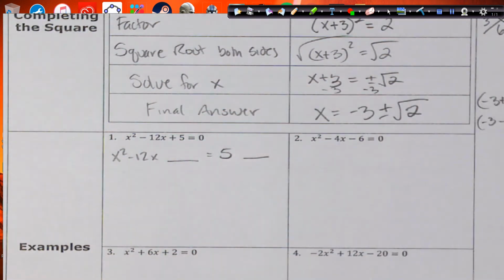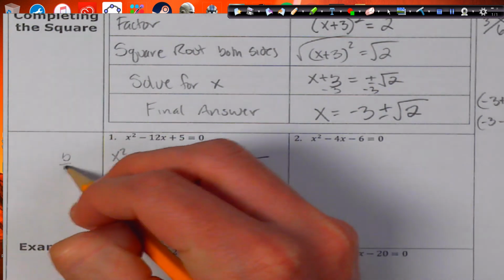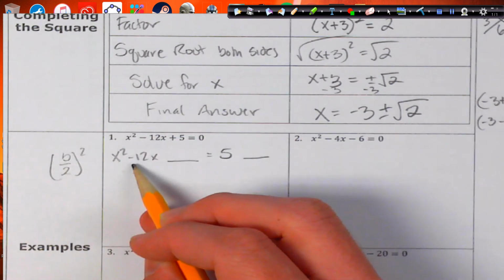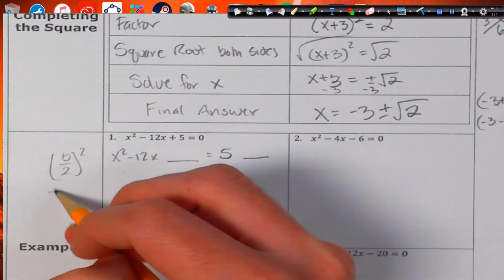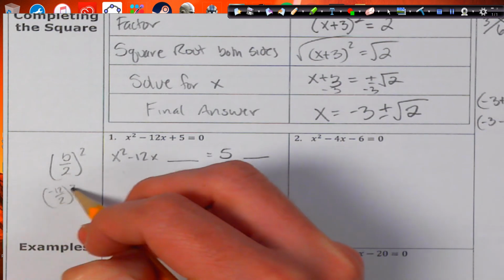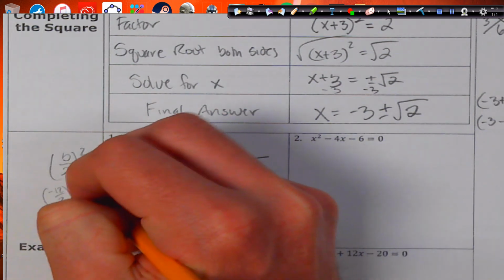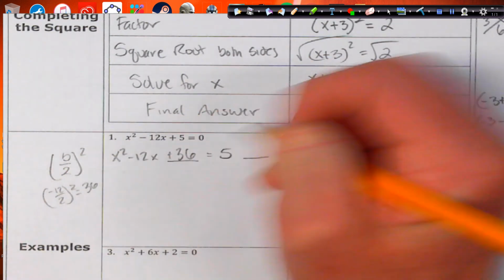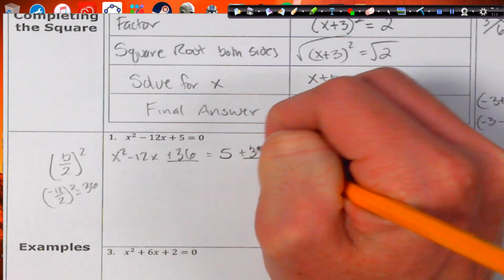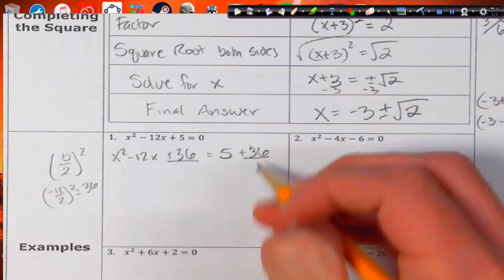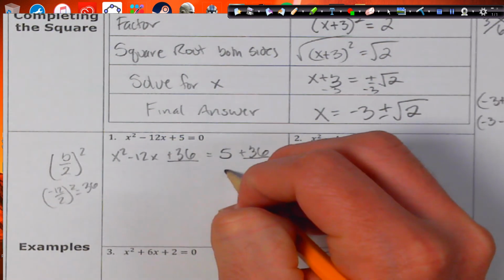I like to draw those little lines because I know I'm going to add in the b over 2 squared. Okay, so this is going to be negative 12 divided by 2 squared, and we're going to get negative 6 squared, which is going to give me 36. So it's going to be positive 36 and positive 36. So this side over here is going to give me 41.